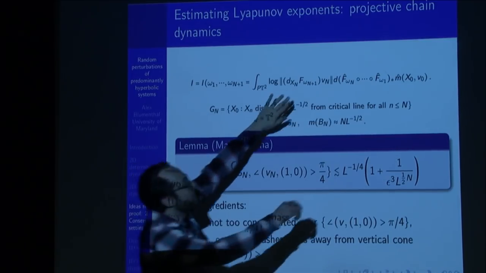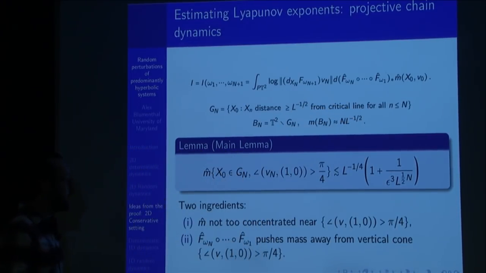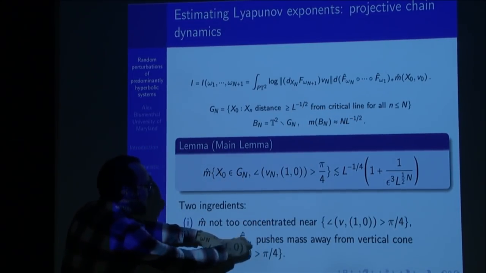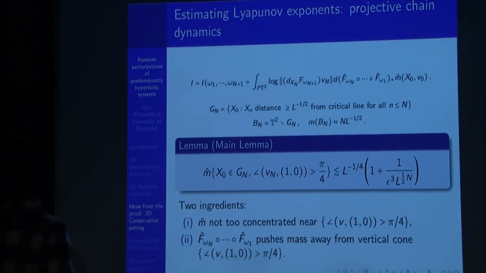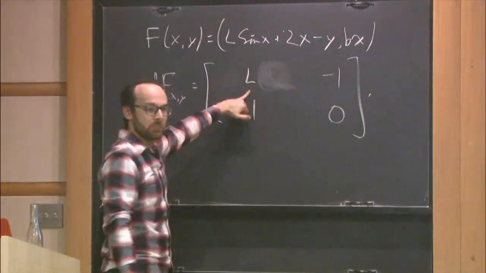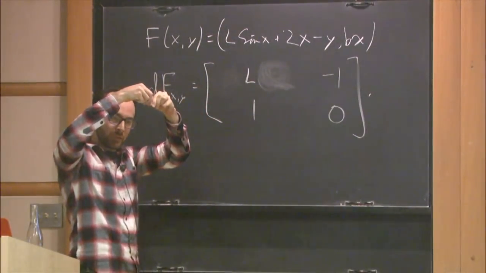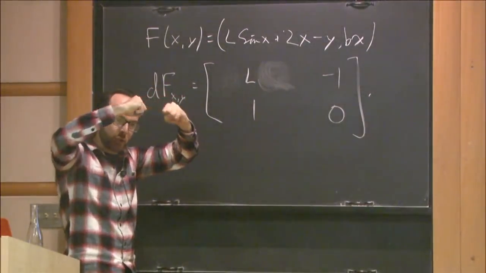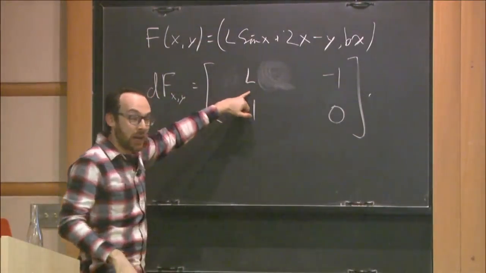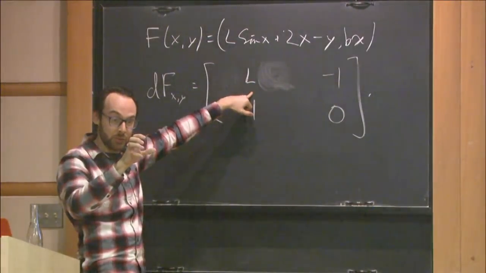So whatever I start with here before I push it forward is not too concentrated in the vertical direction. And every time I apply one of these f hats, well, it was an f hat drawn where x is in the good region. So it's a matrix. I'm applying a matrix that looks like this. And so whatever mass there is in the vertical direction is dragged away, pulled away, stretched out, because contracting directions are sources in the projective action.